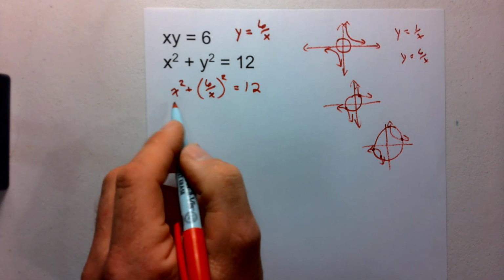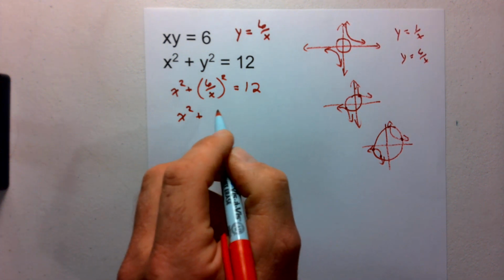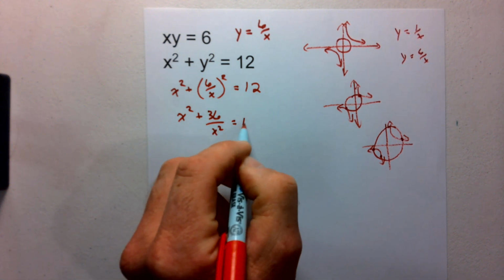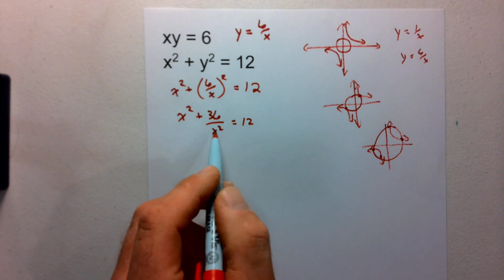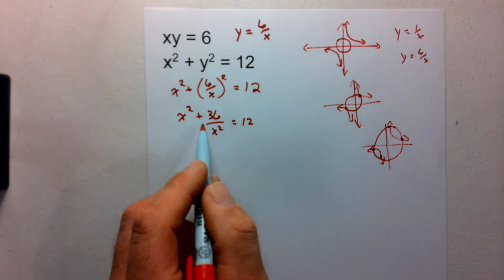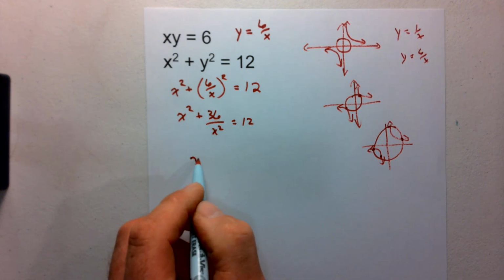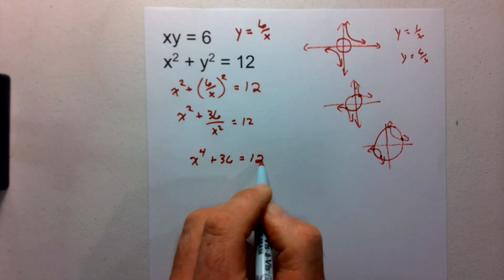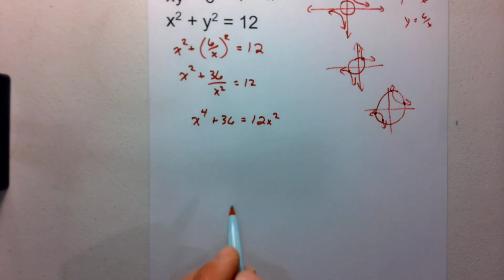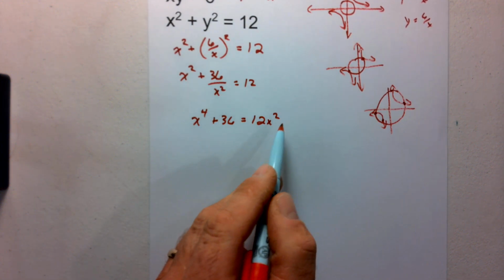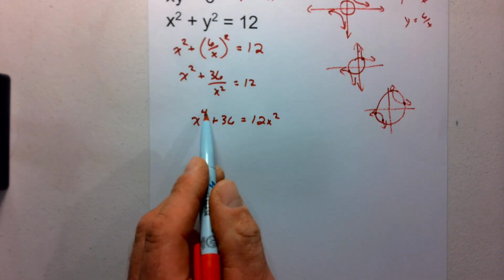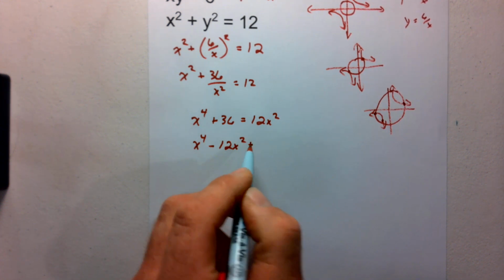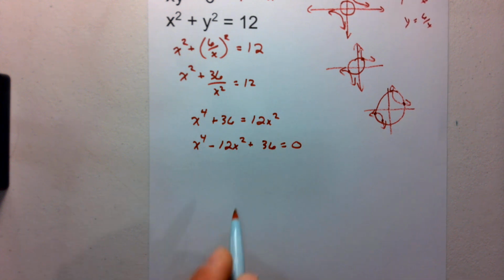We're going to go ahead and square out this term, so we get 36 over x squared equals 12. I can go ahead and multiply by a common denominator to eliminate that denominator, so I get x to the 4th plus 36 equals 12x squared. I'm going to go ahead and move my 12x squared to the left side. So we get x to the 4th minus 12x squared plus 36 equal to 0.